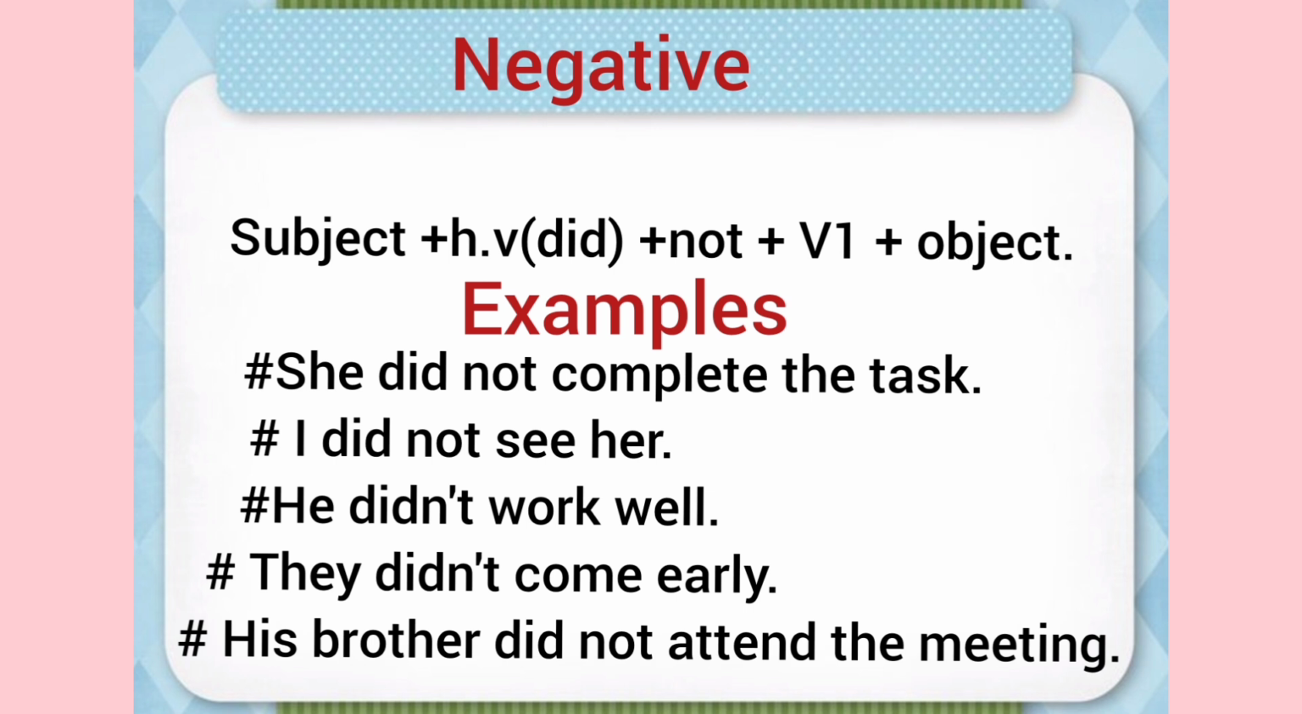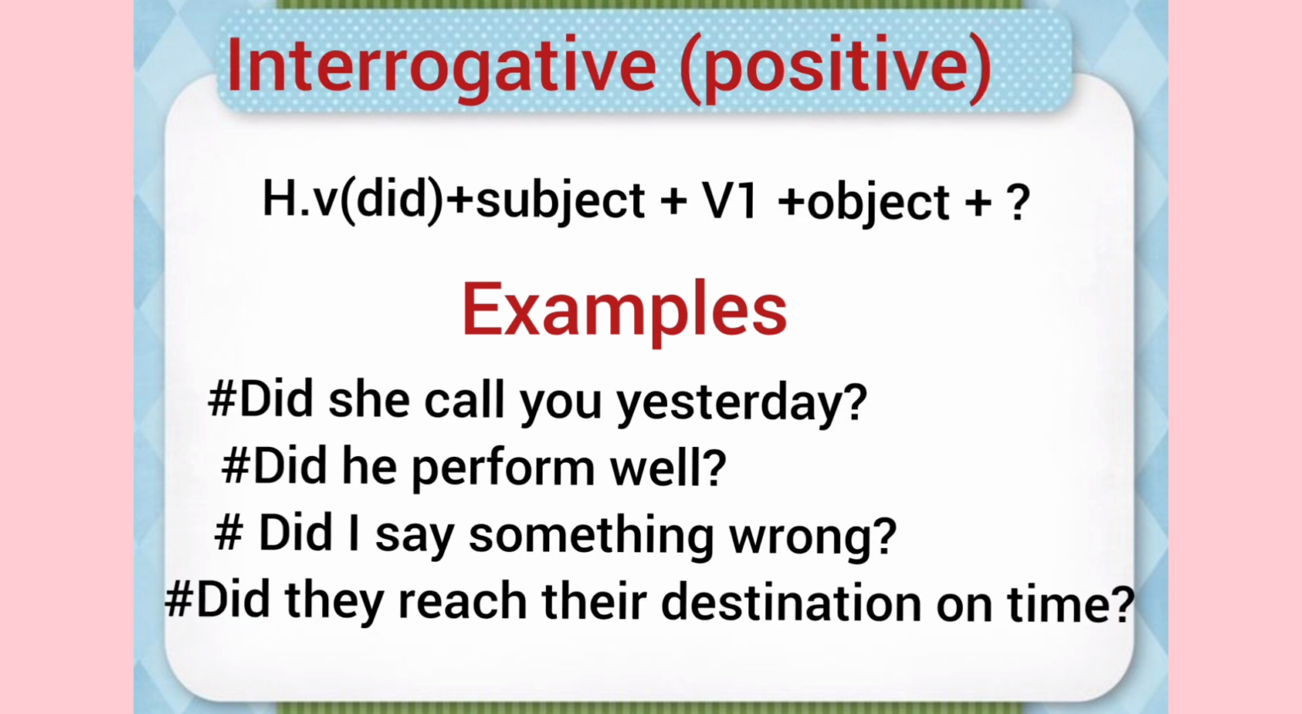Then positive interrogative sentences. It starts with the helping verb, that is did, then subject, then first form of verb plus object. For example, did she call you yesterday? क्या उसने आपको कल फ़ोन किया? Did he perform well? क्या उसने बेहतर अंदाज में काम किया? Did I say something wrong? Did they reach their destination on time? Now the rest of the sentences, it's your turn.